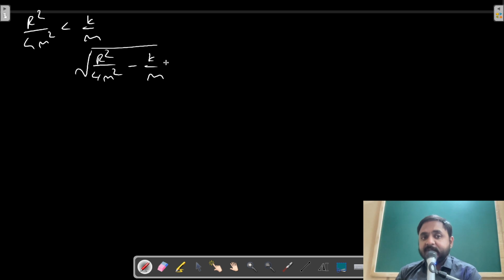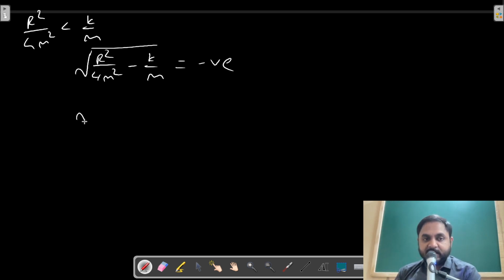Now we are saying r square by 4m square is less than k by m. If so, this entire term should become negative, because a smaller number minus a bigger number gives you a negative number. If this entire term is negative, then the square root should by nature give you an imaginary number. So let me write, this becomes negative.